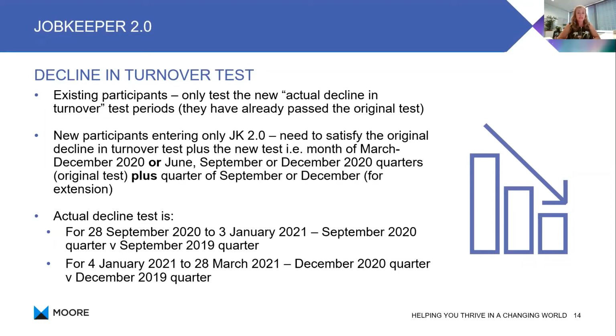If you're already in JobKeeper, okay, there's two tests. If you're already in JobKeeper, you've already met the original decline in turnover test period, okay? So you don't need to worry about the first of the two tests, you're already in. You have to worry about the second, which is the actual decline in turnover, GST turnover, okay? A new participant will need to go back and retest against the original test, as well as the new actual decline in GST turnover test.